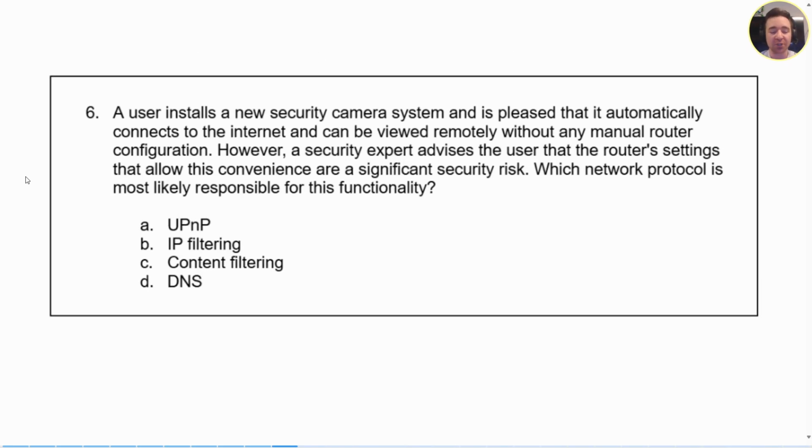All right, the next question reads, a user installs a new security camera and is pleased that it automatically connects to the internet and can be viewed remotely without any manual router configuration. However, a security expert advises the user that the router's settings that allow this convenience are a significant security risk. Which network protocol is most likely responsible for this functionality? Is it A, UPnP, B, IP filtering, C, content filtering, or D, DNS?